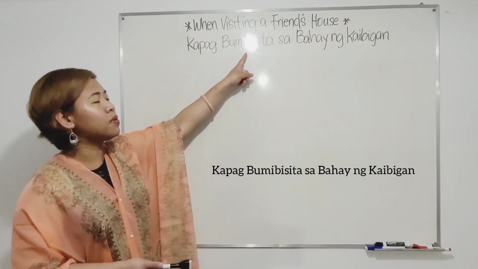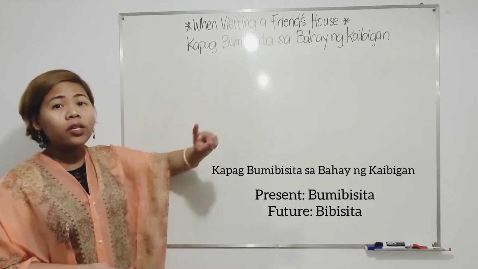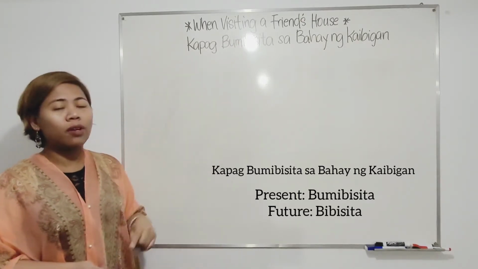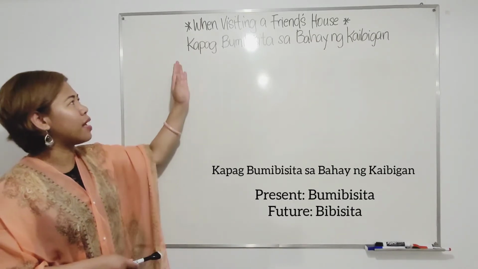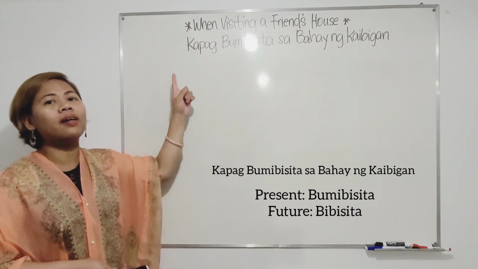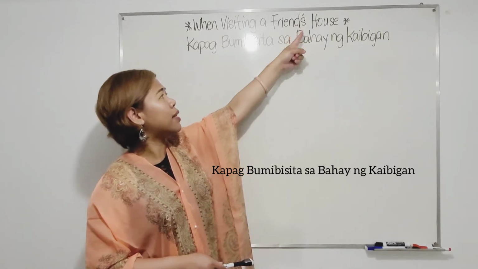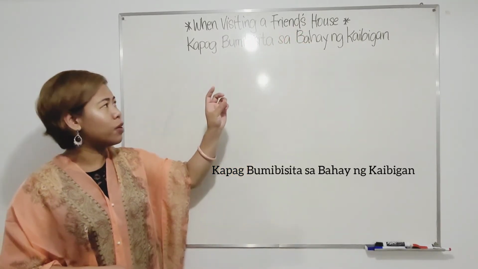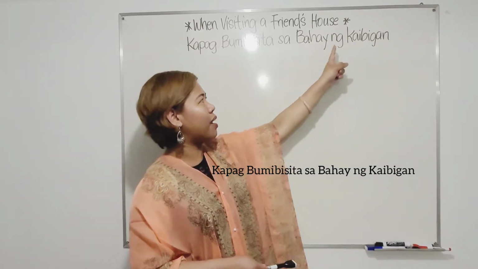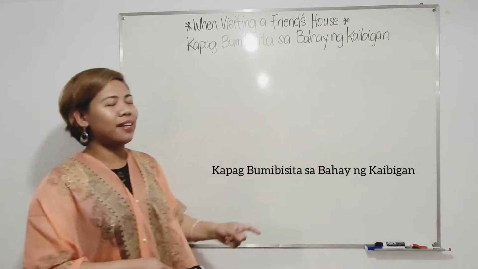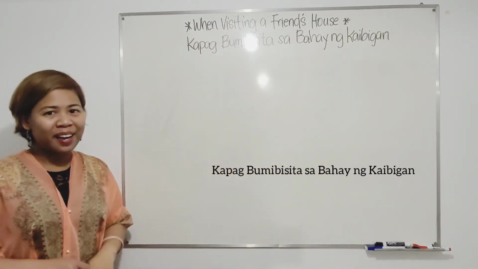So we are going to use the present tense of the verb bumibisita, or you can also use the future tense of the verb, which is bibisita. So you could say kapag bumibisita or kapag bibisita. And then friend's house, we do not have the apostrophe S in the Filipino language. So we just say house of a friend. Bahay is house, kaibigan is a friend. So kapag bumibisita sa bahay ng kaibigan.